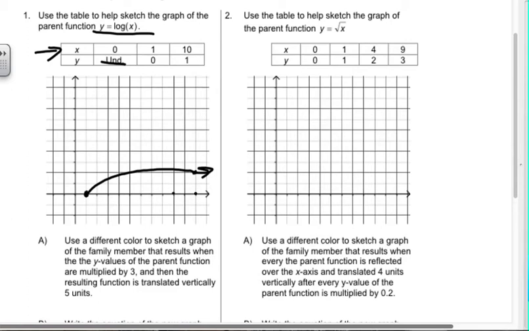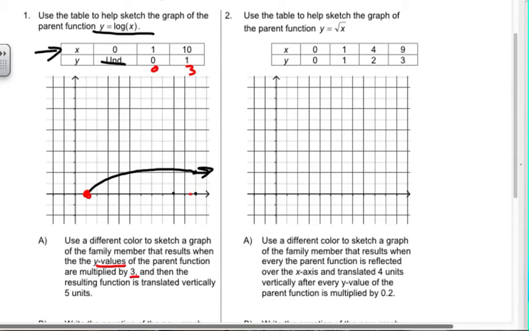All right, so what we're going to do with this thing now is come back in. I'm going to sketch a graph results when the y values are multiplied by 3. So I'm going to do that one first. So my y values multiplied by 3, this will give me 0 and 3. Notice I'm not doing anything to the x's, just to the y's. So again, I come in now, I'm going to plot these points. So I still have 1, 0, and then I'm going to have 10.